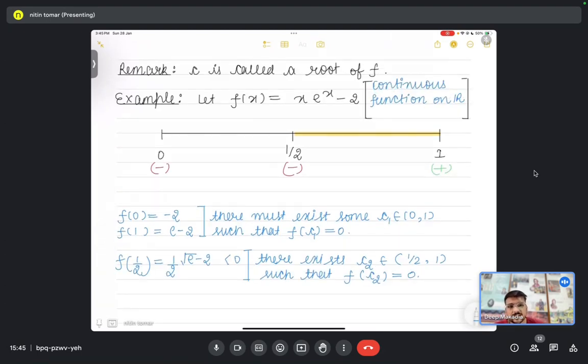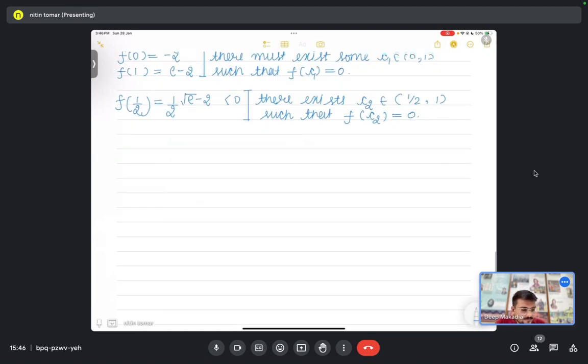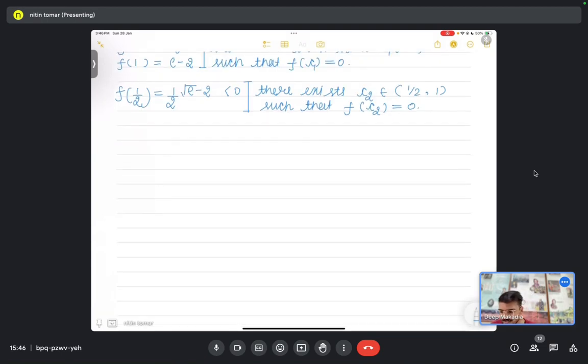We are cutting the interval into half, right? Whatever interval we are starting, we are cutting the interval in half, and then again half, and then again half, and hope that we will finally reach the root of this function. That is what I'm trying to say here.